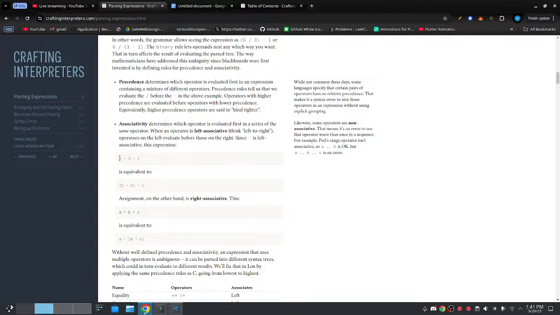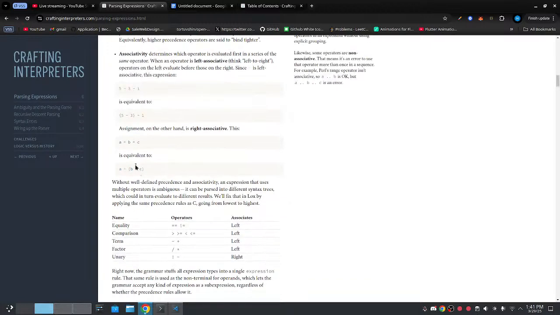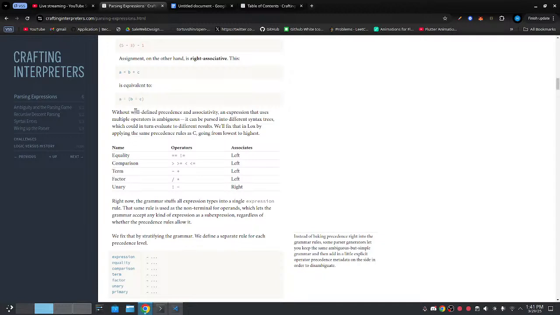Minus is left associative, so it would be 5 minus 3, then whatever the answer is. 5 minus 3 is 2, right? Then 2 minus 1. And assignment is right associative, so b equals c, then a equals b equals c. This makes sense. Without precedence and associativity defined, an expression that uses multiple operators is ambiguous. It can be parsed into different syntax trees, which could evaluate to different results, while supplying the same precedence rule.